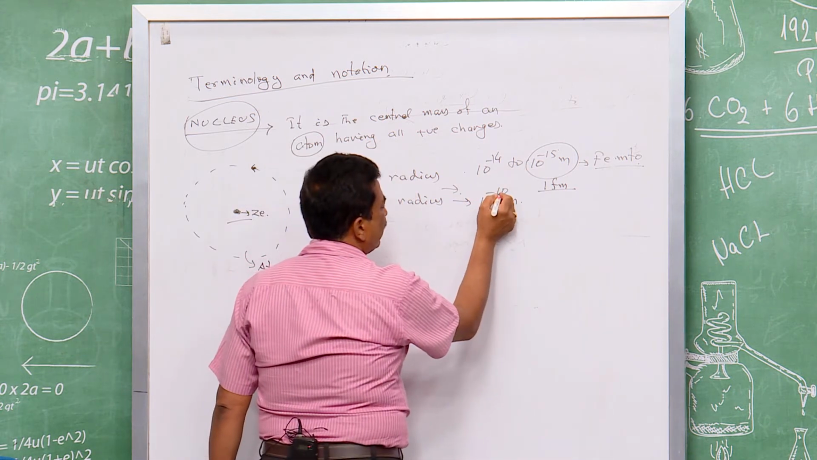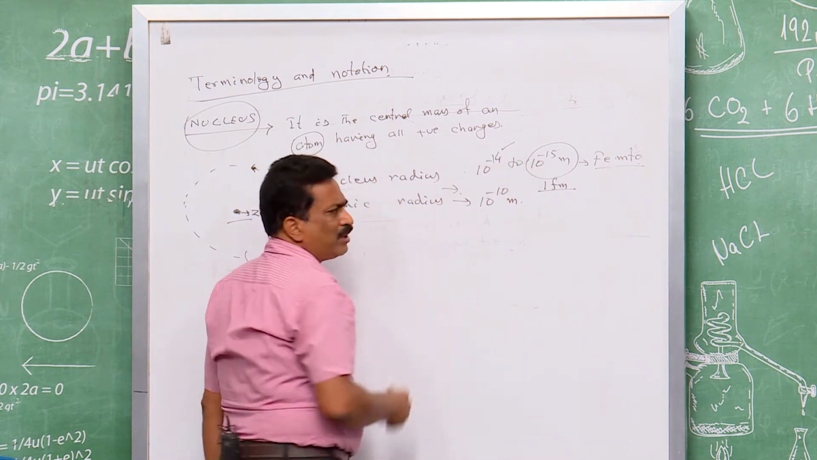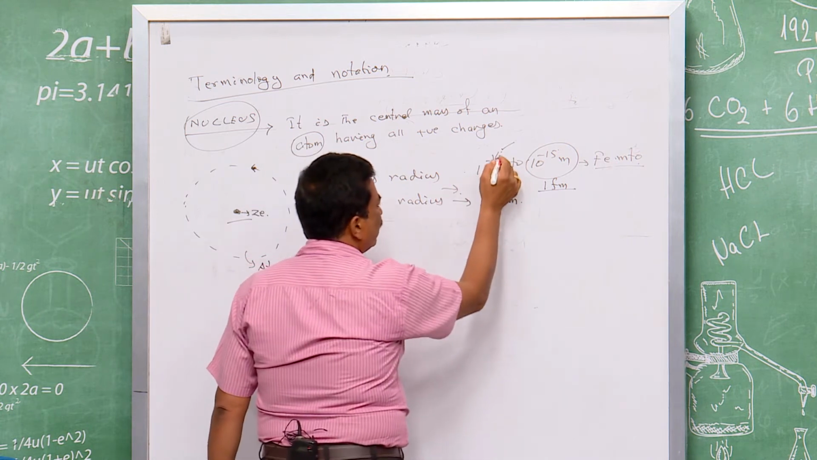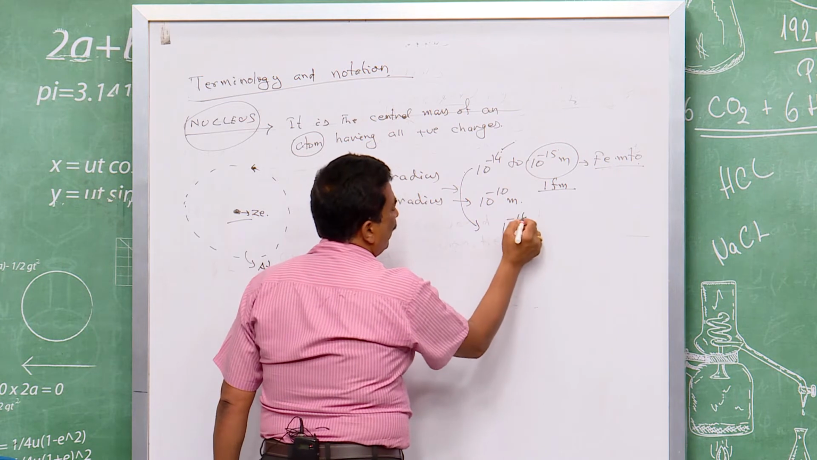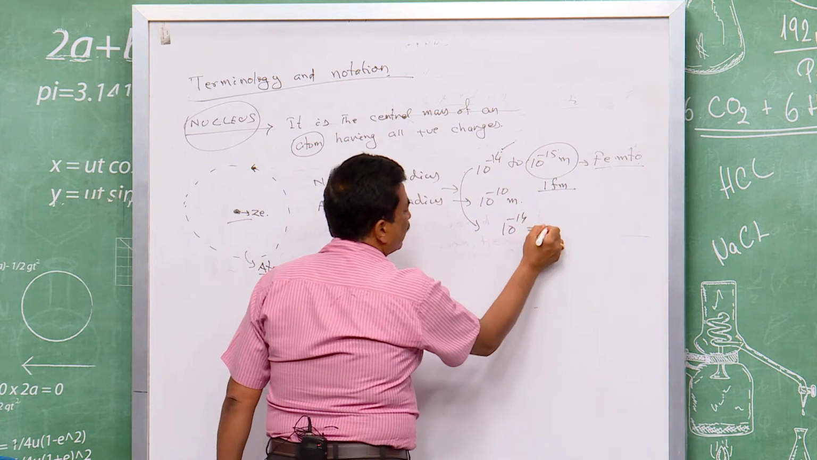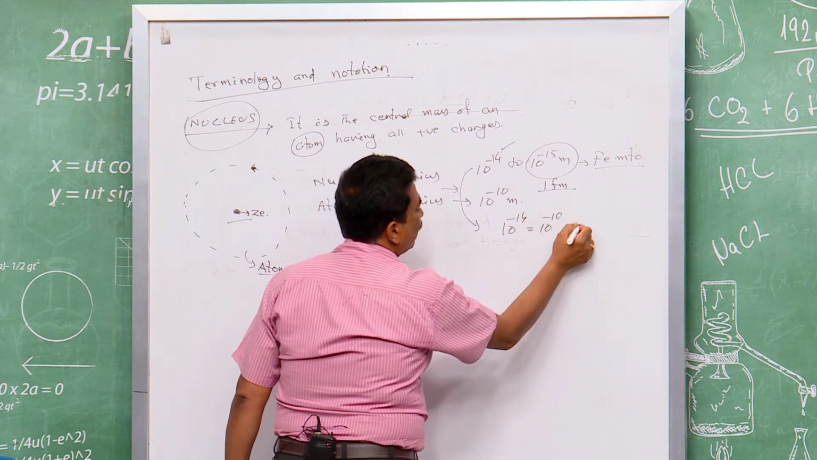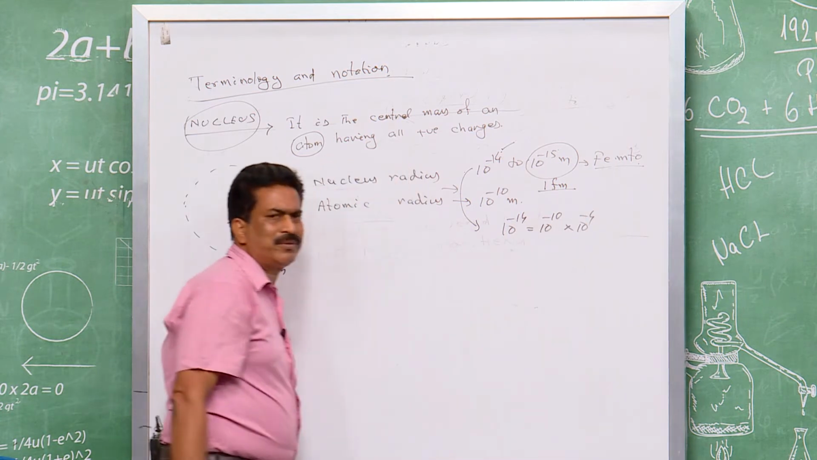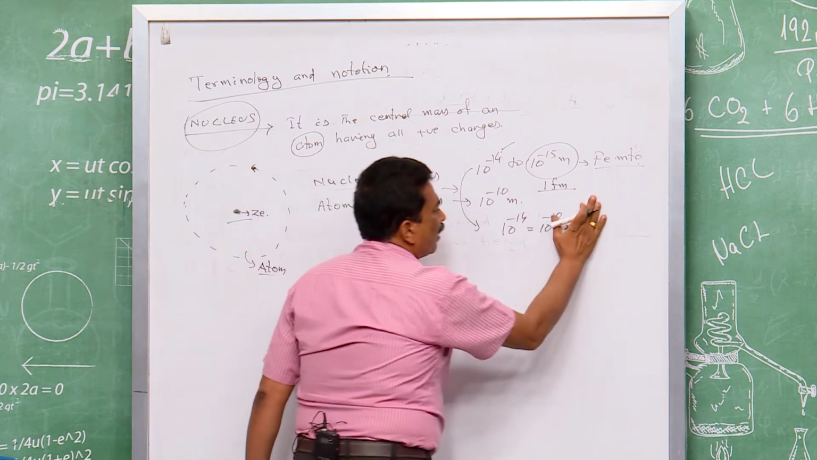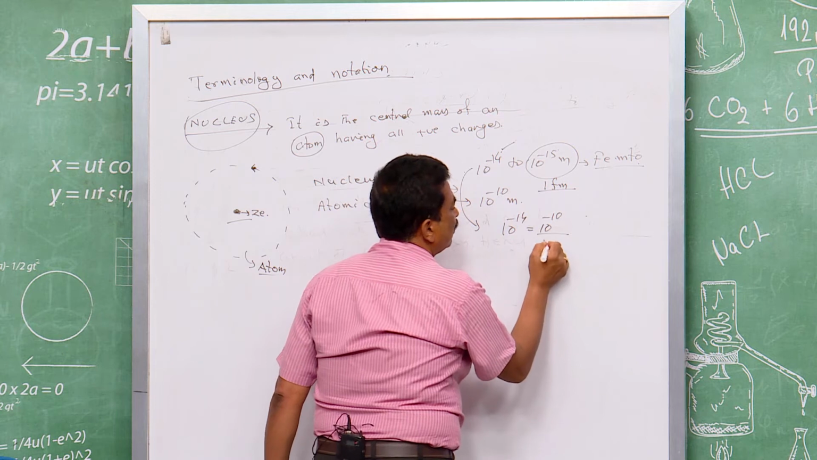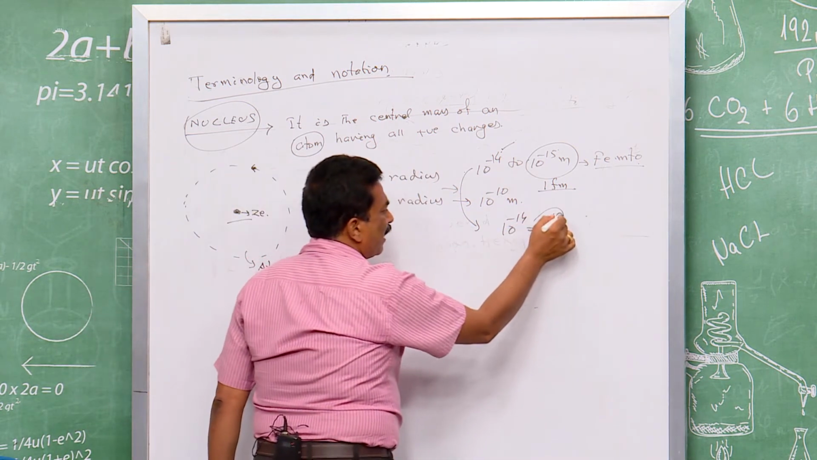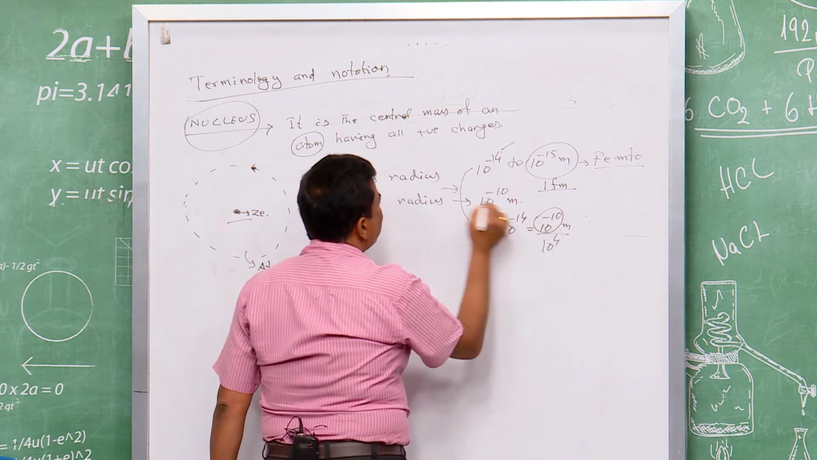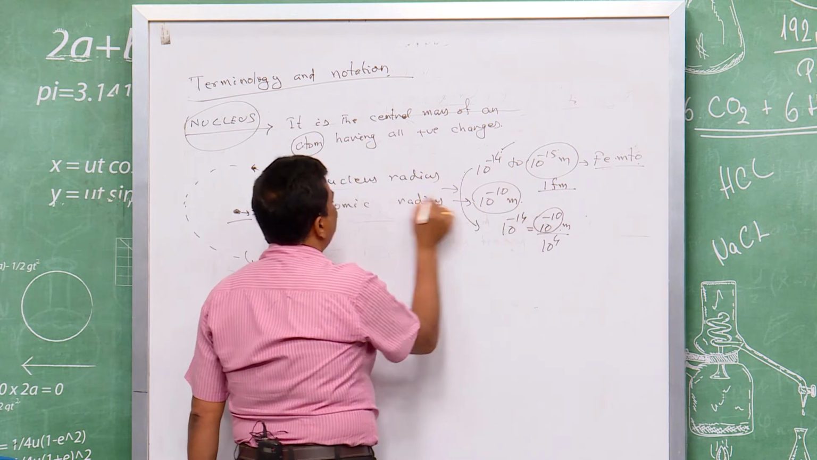So, this is 10 to the power minus 10, and that is 10 to the power minus 14. This 10 to the power minus 14, if it is elaborated for your mind freshness, will be 10 to the power minus 10 into 10 to the power minus 4. This 10 to the power minus 4 you can write as 1 by 10 to the power 4. This 10 to the power of minus 10 meter is nothing but the radius of the atom.